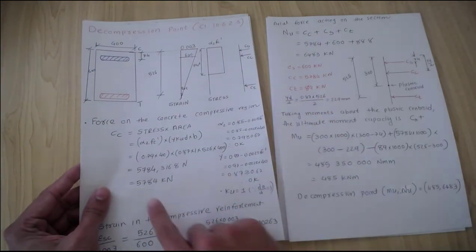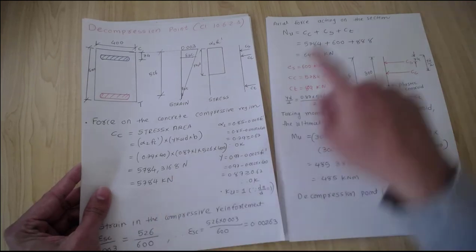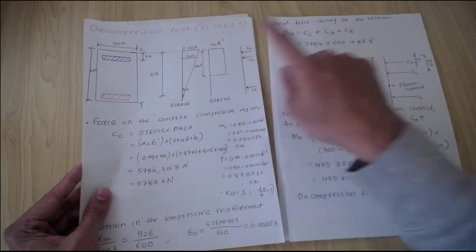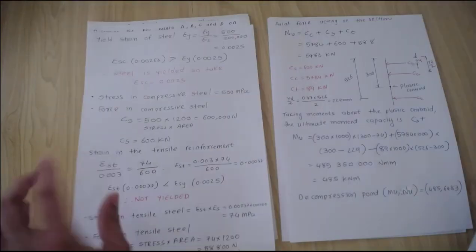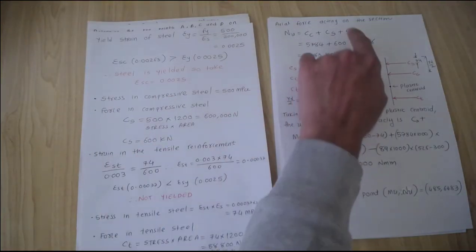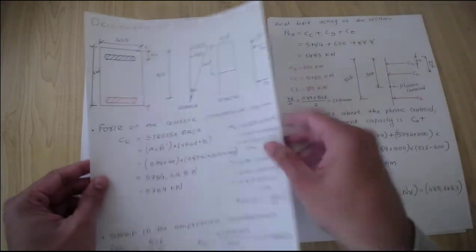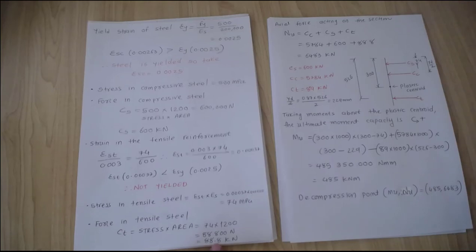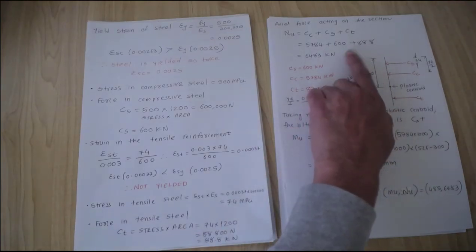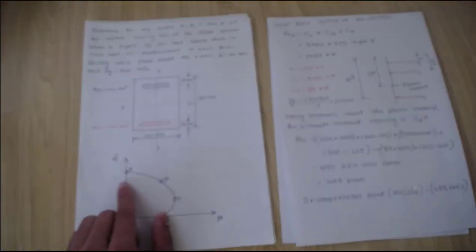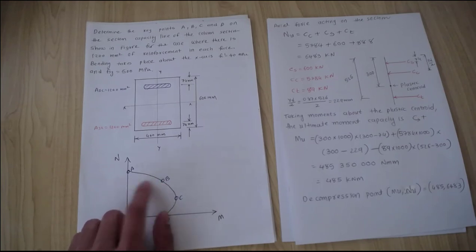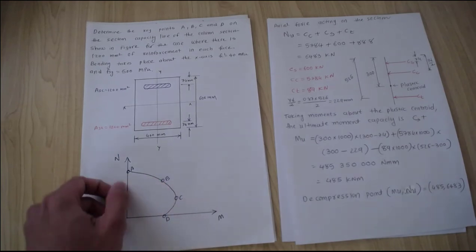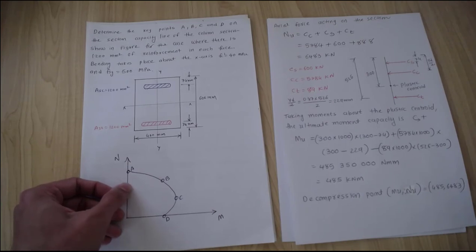So compression force in the concrete is 5784 kilonewtons, plus compression force in the steel is 600 kilonewtons. We calculated that in the last video. And compression force in the tensile reinforcement is what we calculated just now, that is 89 kilonewtons. So I just use 89 kilonewtons here, that will give you this number, 6483 kilonewtons. So this is the force that we need to use here in plotting this. So you have this force here at point B. If you draw the line here, this force is this 6483.